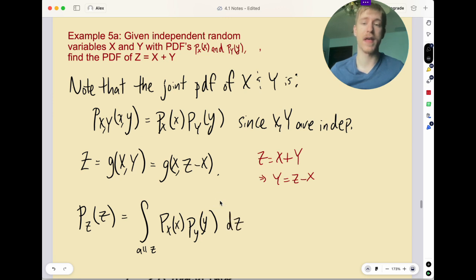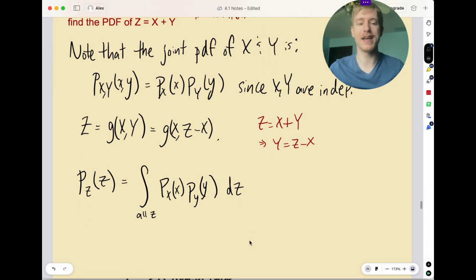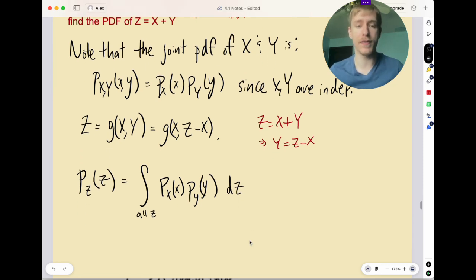And we're going to integrate that with respect to z, ideally, right? Because we're going to integrate the joint over all possible values of z. And ideally, the joint distribution should be in terms of z, and we're going to get some kind of formula. But we can actually go ahead and do a couple of things. The first thing we can do is replace the PDF of y with the PDF of z minus x.